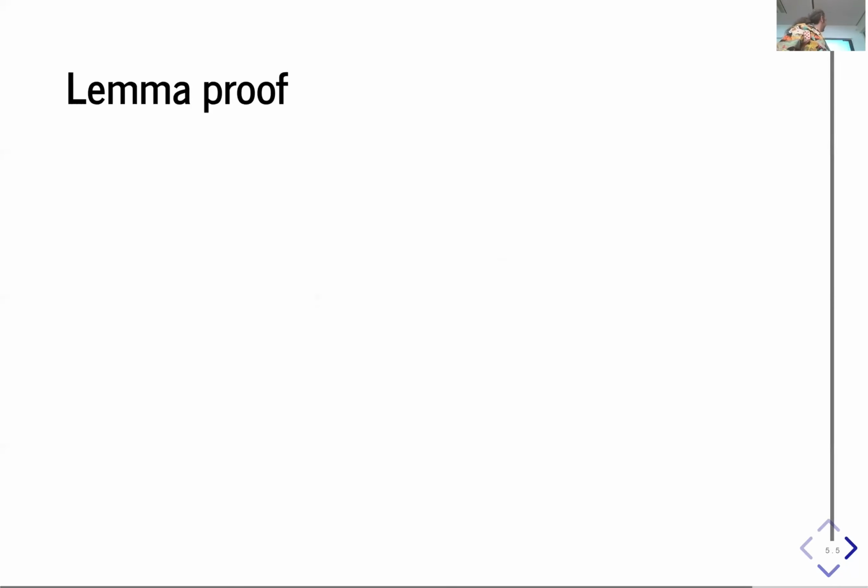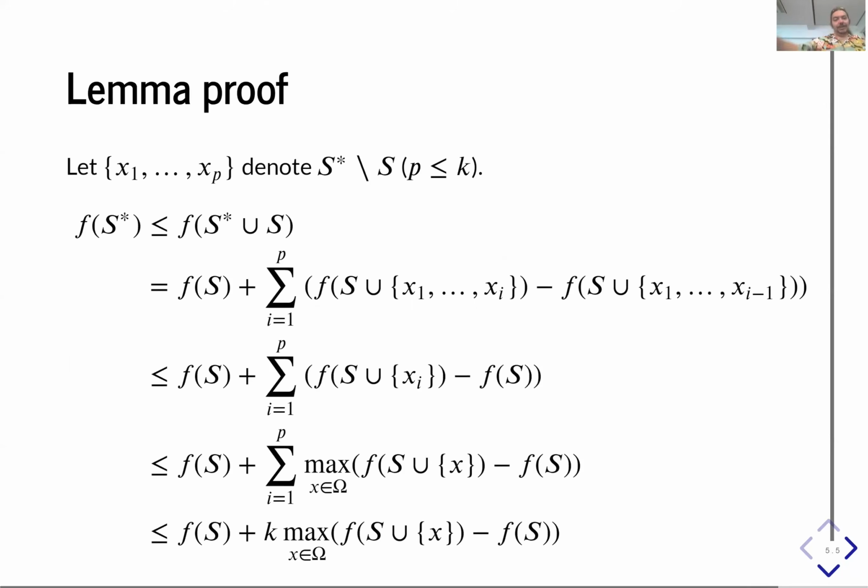Okay, so the proof. How does it work? It's very simple. You have S, any set, you have S star, and you consider the set difference between S star and S. These are the elements that are present in the optimal solution and that you missed for some reason. And we will work on that.